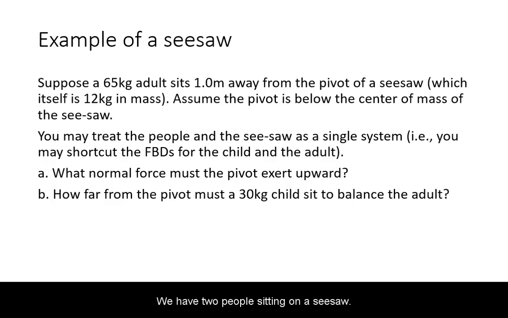We have two people sitting on a seesaw, an adult who is 65 kilograms, sitting 1 meter away from the pivot point, and a child of 30 kilograms at an unknown distance. The seesaw itself is not massless, rather it is 12 kilograms.